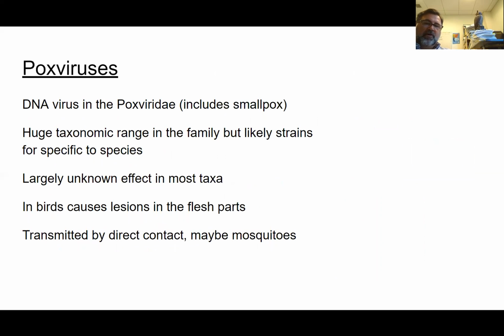Pox viruses are interesting because there seems to be a pox virus for all the animals out there. So there's monkeypox, and there's chicken pox, but it only infects humans. And then there are pox that affect chickens, but they're not the chicken pox that affects us. And then there are poxes that affect things like seals, and they have a largely unknown effect. I do know that some marine mammals get poxes that are deadly.